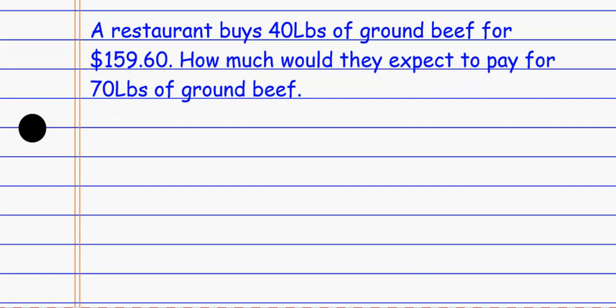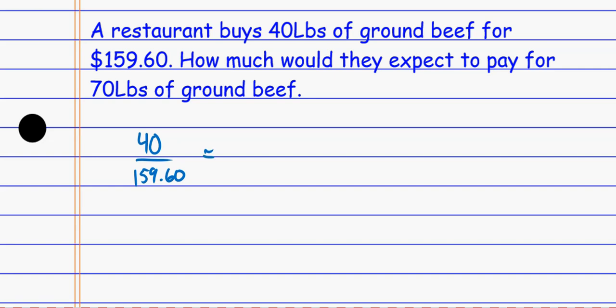If I look at this one, same kind of thing. It says a restaurant buys 40 pounds of ground beef for $159.60. And really, that's giving me a ratio. It's saying, hey, 40 pounds is connected to that $159.60. So 40 pounds, $159.60. And again, when you think about that ratio, the numerator, the top of this, is pounds, and the bottom is the dollar amount, all right?